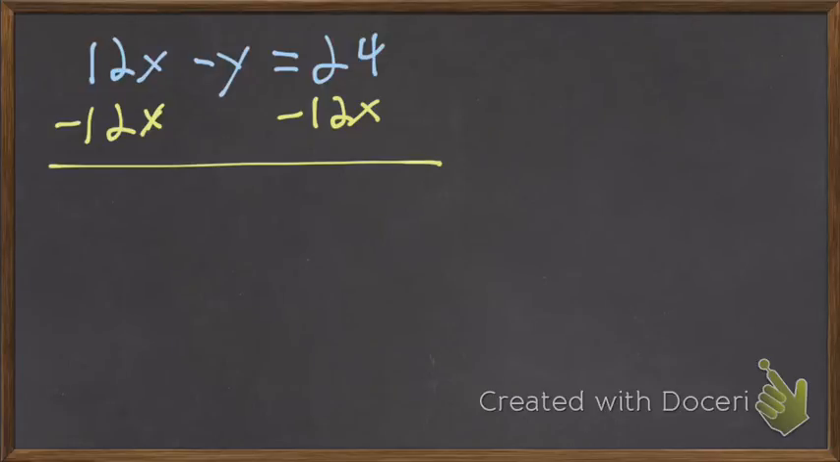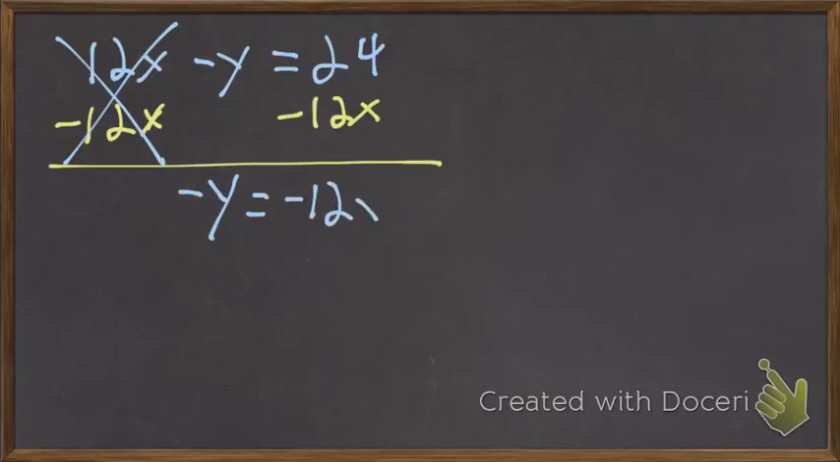Nothing's going to be on the left side? Oh, the x. No, the minus. This cancels out, so what's left? The minus. Negative y. It's the only thing over there. Is equal to, and we can't do the subtraction, so we just drop it down. Negative 12x plus 24. Are we done?